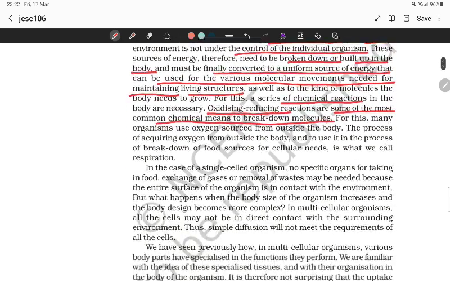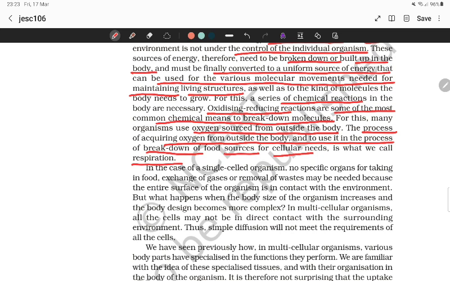Like for many organisms, they use oxygen sourced from outside. For example, we living beings like the human beings and the animals and the plants and the microbes, all of them require oxygen to break down the food they consumed to produce the energy. This process of acquiring oxygen from outside the body and using it in the process of breaking down of the food resources for cellular needs is what we call respiration.